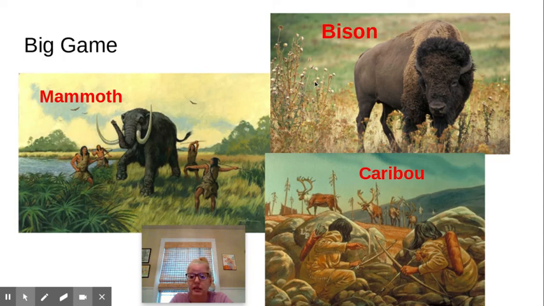This is a bison, or also known as a buffalo, and they are still in existence today. And the same as the mammoth, they would be hunted, and the people would use all of the parts of the animal. And caribou are another word for reindeer, and reindeer still exist today. And again, they would hunt the animals, and they would use every part of the animal for either food or to make clothing or shelter or tools for them to survive.